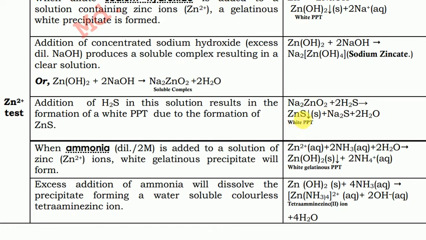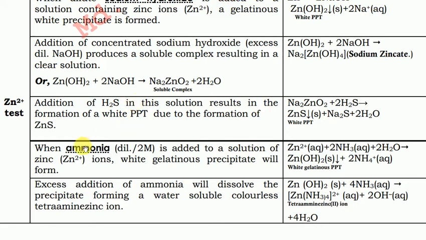Zinc sulfide is white in color. So the PPT first appears, then disappears, and again after the reaction, after treating with hydrogen sulfide, it reappears. This is one of the confirmatory tests for the presence of zinc ion.